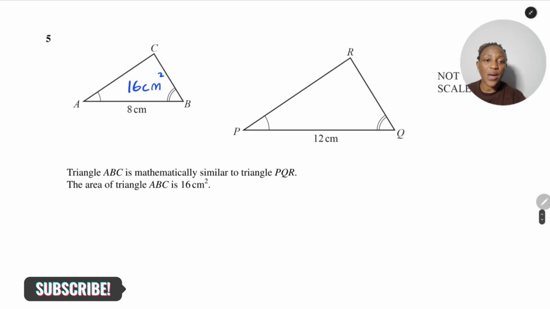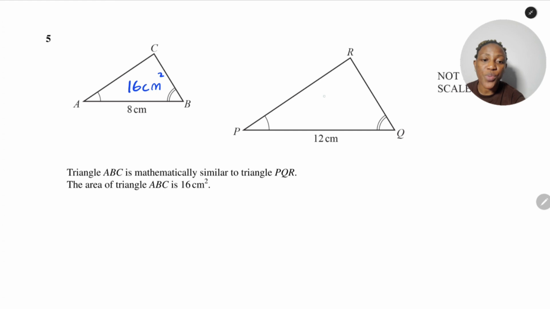Now, since they are mathematically similar, it means that there is a link between the lengths of their sides. It is this same link that affects their area. So if we can find the link between the lengths of their sides, that link being our linear scale factor, we would use that to get our area scale factor and then find the area of PQR. All right. So let's get right into it.